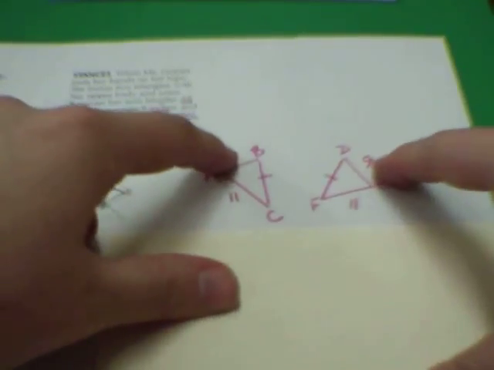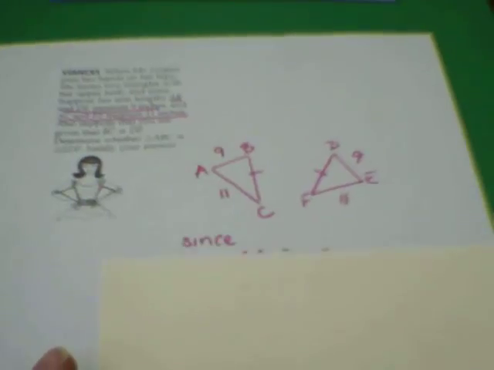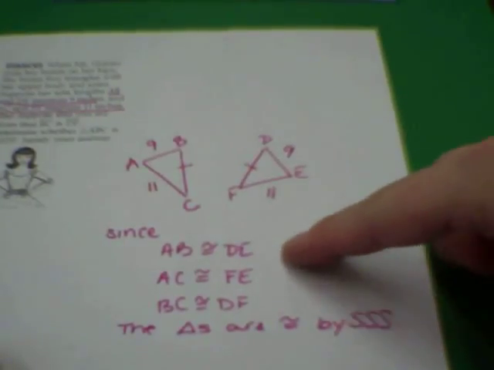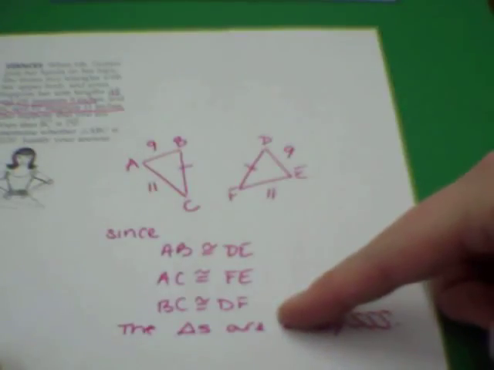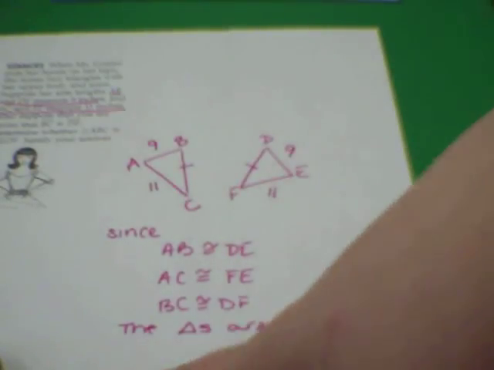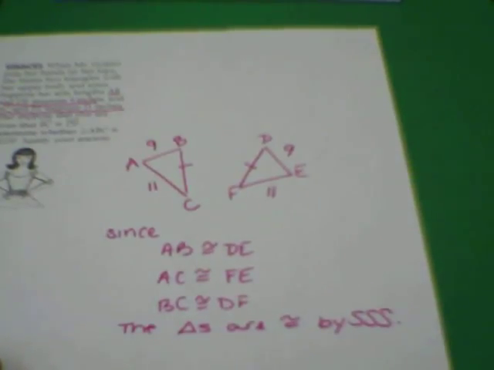Looking at this, thinking back to the different types of congruencies, you've got a side, another side, and another side, so you're going to use side, side, side congruency. You state your 3 corresponding sides that are equal, so this one's equal to that, and so forth. Then the triangles are congruent by side, side, side. So that concludes this section.